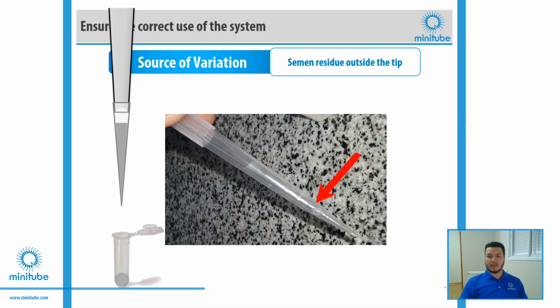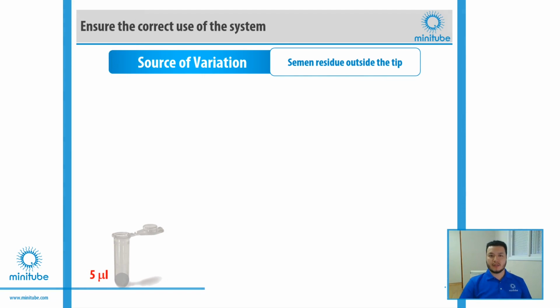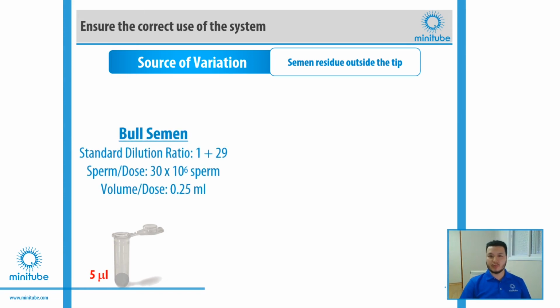So let's make a calculation exercise with this drop of 5 microliters. Let's consider that it happened in a bull semen, using a standard dilution ratio of 1 plus 29, 30 million sperm per dose, and mini straws. Well, 1 plus 29 dilution ratio means 25 microliters of semen plus 725 microliters of extender.